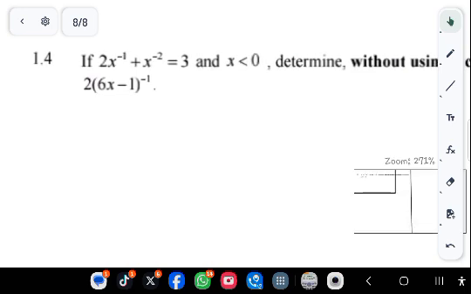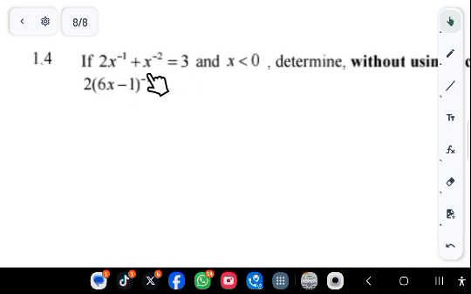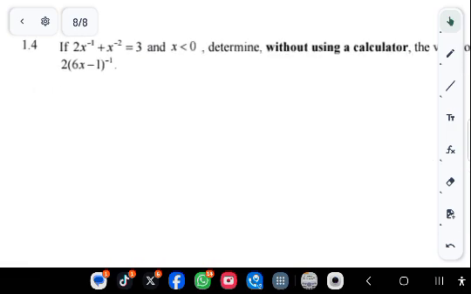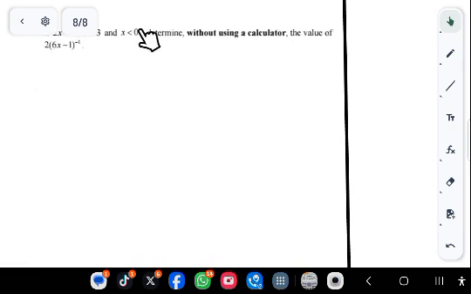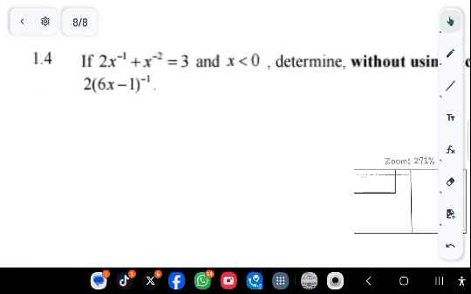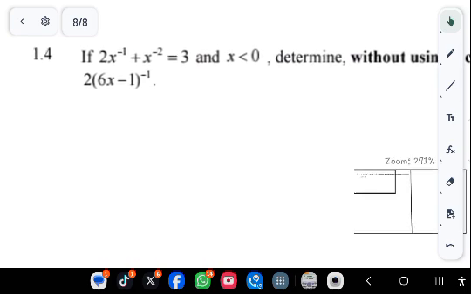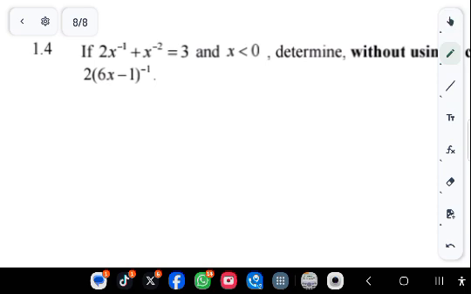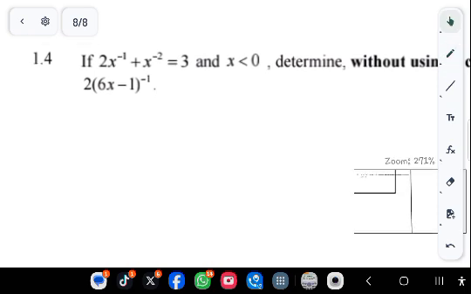and the last question. 1.4, if 2x to the power of -1 plus x to the power of -2 equals 3, and x is negative, that's what x less than 0 means, determine without using a calculator the value of 2 in bracket 6x minus 1 all to the power of -1. Now this one looks like a difficult question, but it's actually very easy.